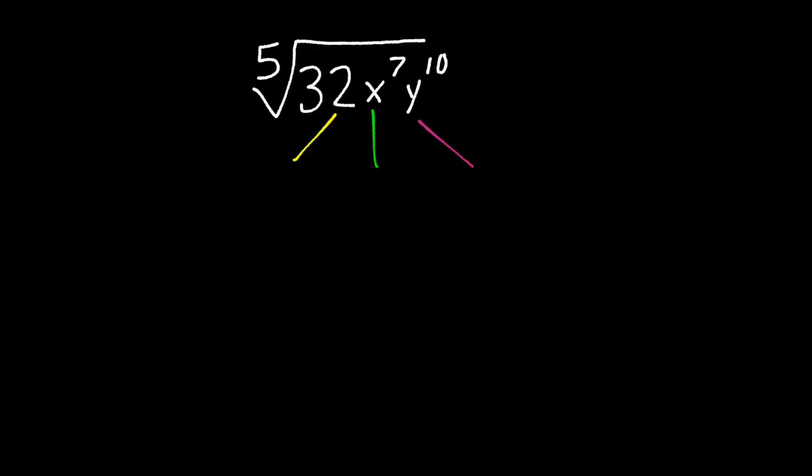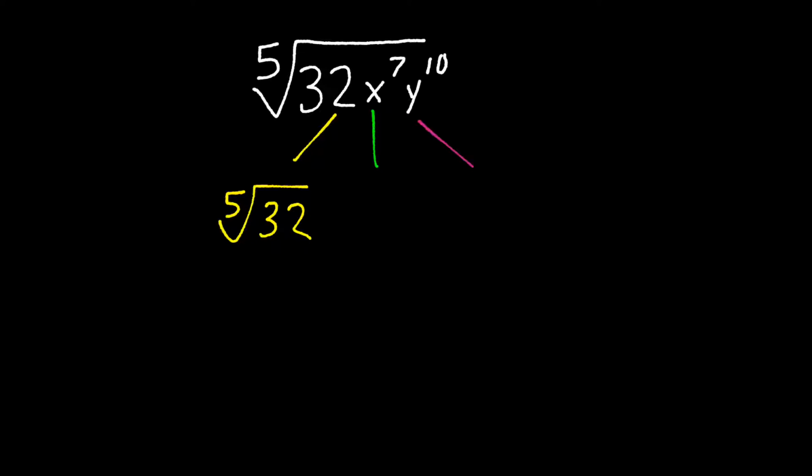I'll start off with my whole number, so I want the 5th root of 32. And hopefully you can figure out what number multiplied by itself 5 times gets us to 32. But if not, you can still do this on your calculator, at least for the integer part. Can't do it with the variables.